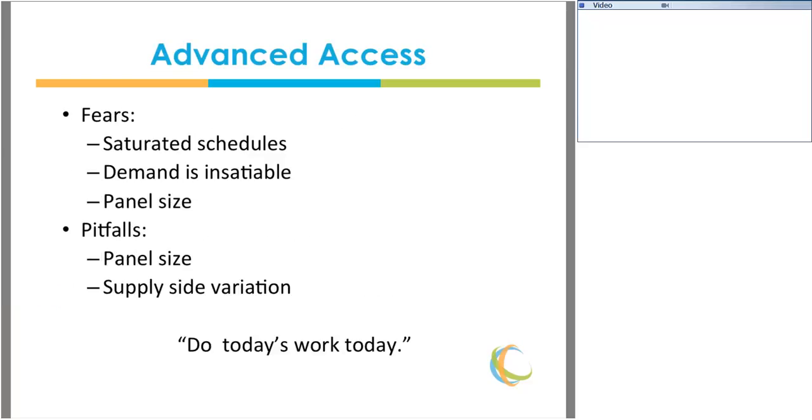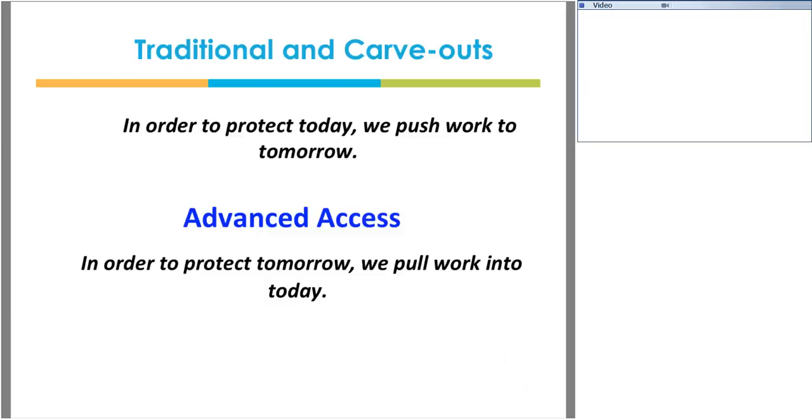Some fears emerged, and that was, would we ever get rid of our saturated schedules? We believed demand was insatiable, and we had concerns about panel size. So we needed to look at and address all of those things. And what it really came down to is that, yes, indeed, if you have too large a panel, this isn't going to work. But the biggest problem, not only for us initially, but for most groups we've worked with since then, is that there's too much supply-side variation. We know what our demand pattern is, but for whatever reason, we fall short on the supply side. And so we really got busy on figuring out, okay, how can we soften that? How can we mitigate that?